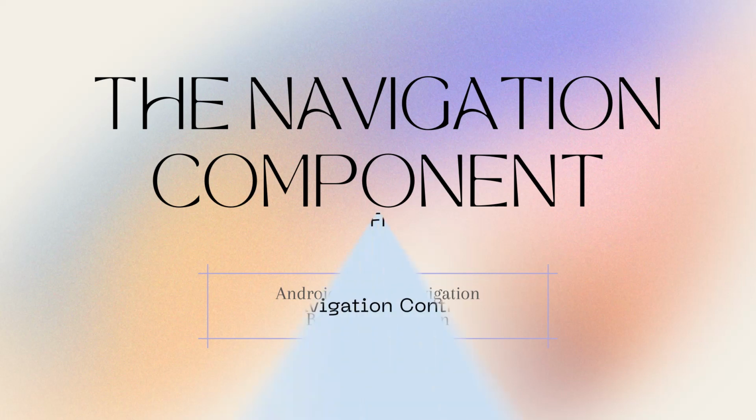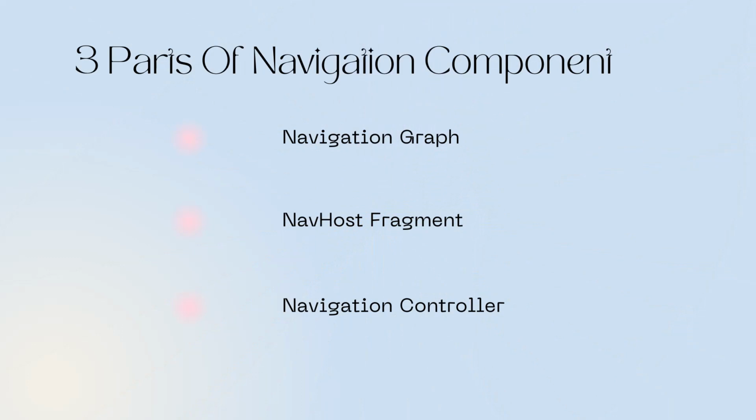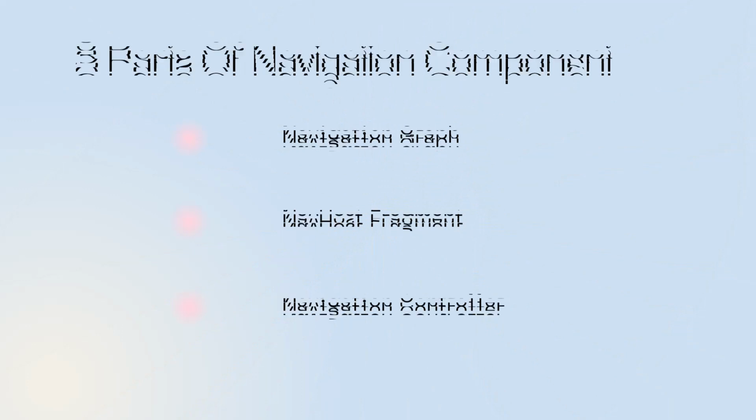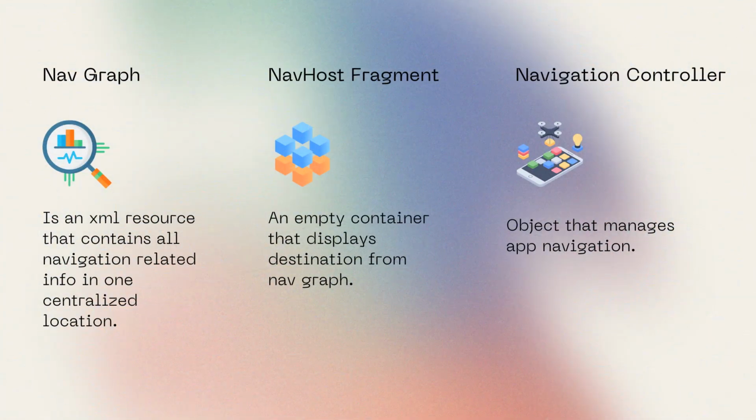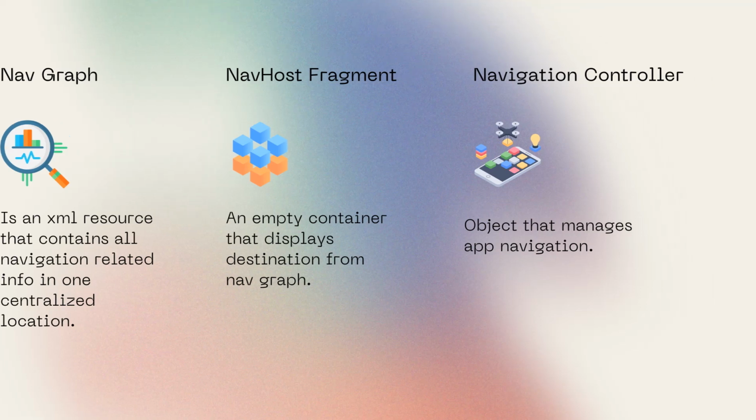In this video, we'll see how navigation is made simple with Jetpack navigation component. Navigation components have three parts: navigation graph, navigation host fragment, and navigation controller. Navigation graph is an XML resource that contains all navigation related information in one centralized location. Navigation host fragment is an empty container that displays destinations from NavGraph. Navigation controller is an object that manages apps' navigation.